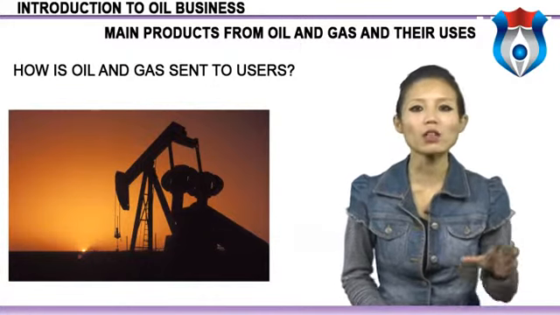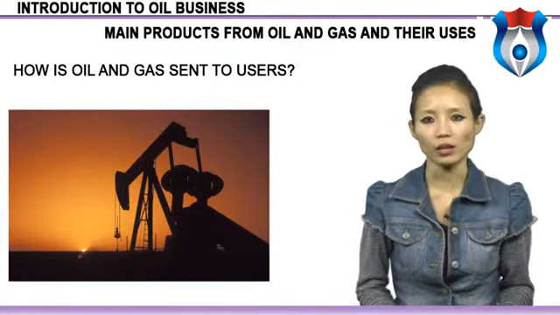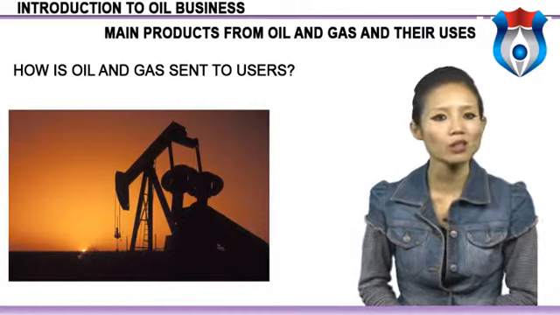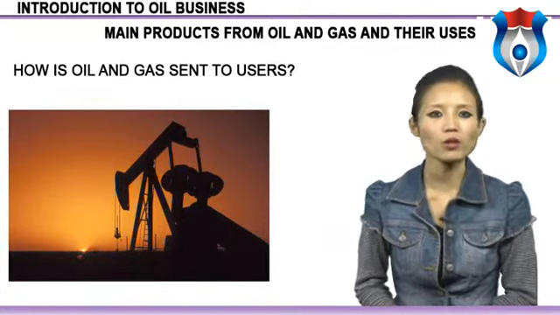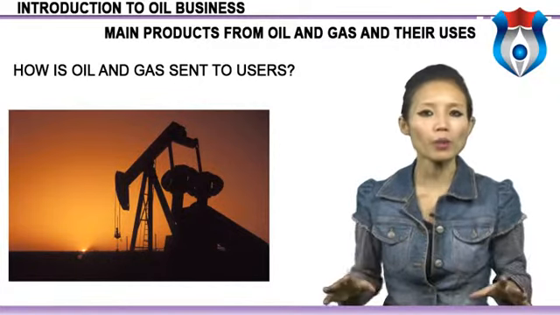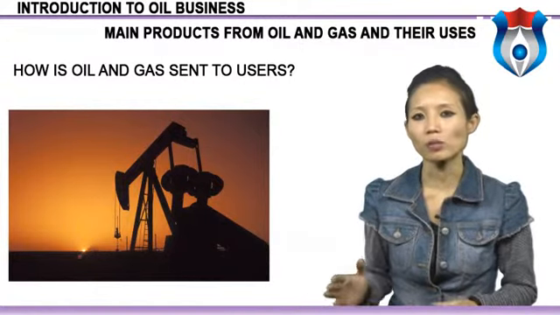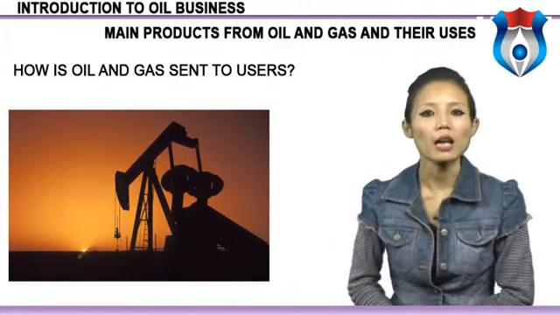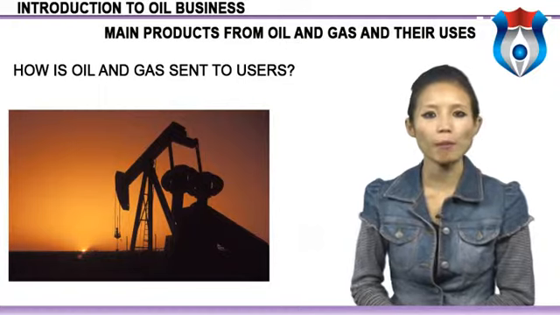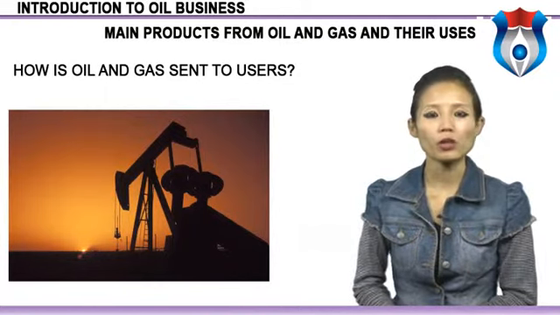How is oil and gas sent to the user? Crude oil is nearly always sent to a refinery for processing. It is conveyed by pipelines, trucks, tankers or barges. Natural gas may be processed to remove impurities at the gas field or at a natural gas processing plant. After processing, natural gas is usually transported by pipelines from producing fields to consumers.